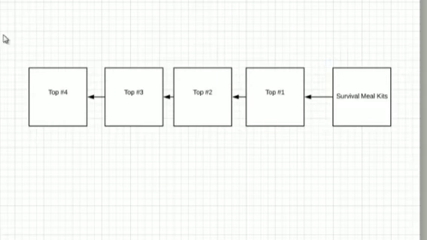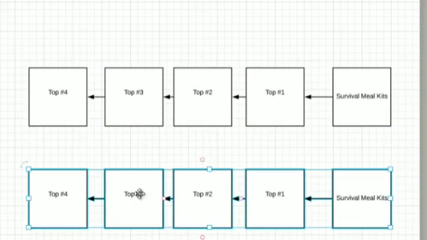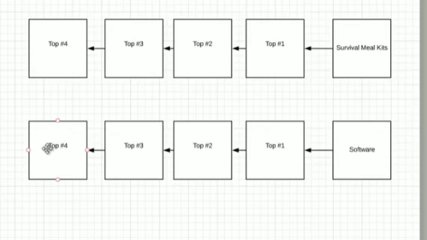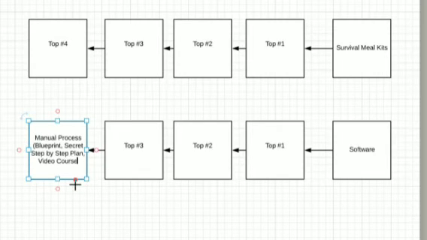So in that light, you could show the manual process. So let's show you a different scenario here. So let's move this down. This is a totally different scenario. Let's say, for example, you're selling a piece of software. So instead of saying top 4, 3, 2, 1, you could talk about the manual process. This could be in the form of a blueprint, a secret plan, step-by-step plan, a video course. And then you talk about it every single email.